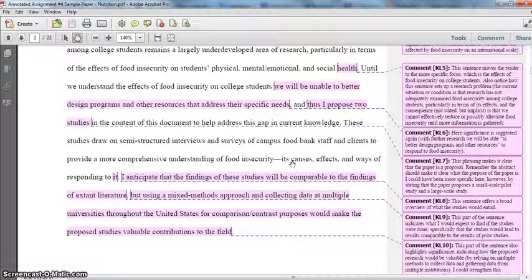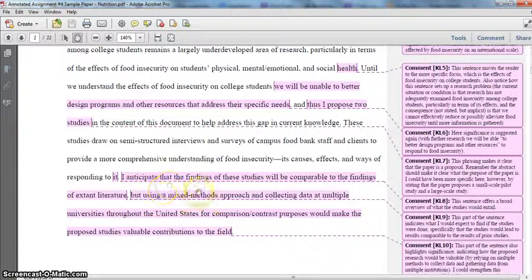The reader knows that I'm going to discuss studies, knows the basic methodology, knows the samples that I would be looking for, and then also knows specifically what it is I would be hoping to collect in my data. I would want to find out about the causes, effects, and then potential ways that this could be responded to.